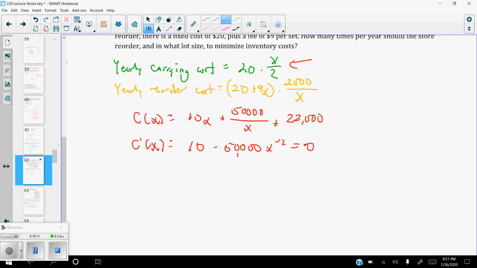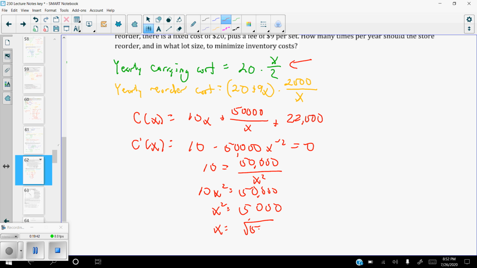We're going to go ahead and solve this. So I'm going to add the 50,000 x to the negative 2. And remember, 50,000 x to the negative 2 is the same thing as 50,000 over x squared. So I'm going to multiply both sides by x squared because I've got to solve for x. Divide both sides by 10, and that's going to give us 5,000. I was really hoping that this was going to end up being a perfect square. It's not. So x is going to be the square root of 5,000.